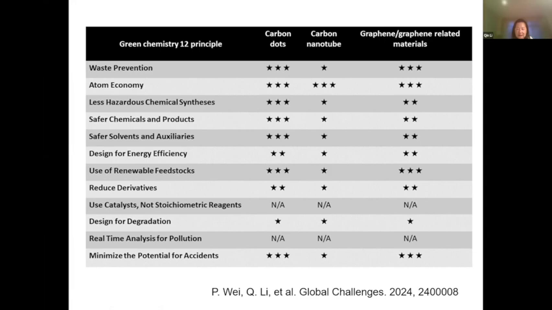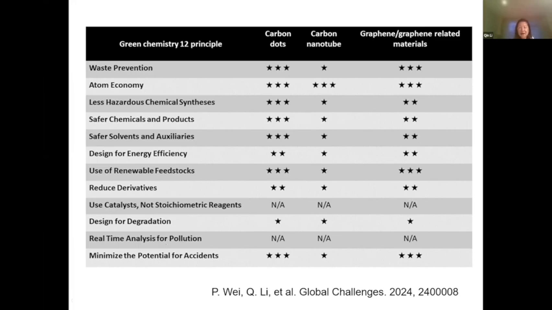It's not taken care of properly yet. And design for degradation is not yet a top agenda. So there are definitely quite a few things to do, and also real-time analysis for pollution.